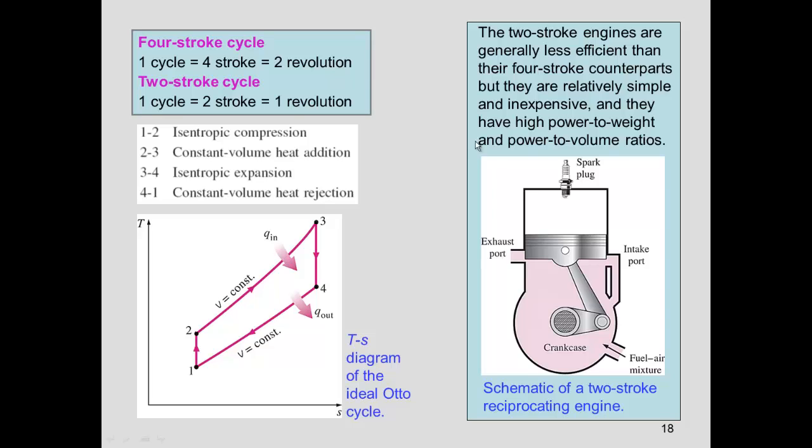So to summarize, we are gonna have an isentropic compression, constant volume heat addition, isentropic expansion, constant volume heat rejection. So what will be our analysis for this cycle? We're going to start with our first law for closed systems.